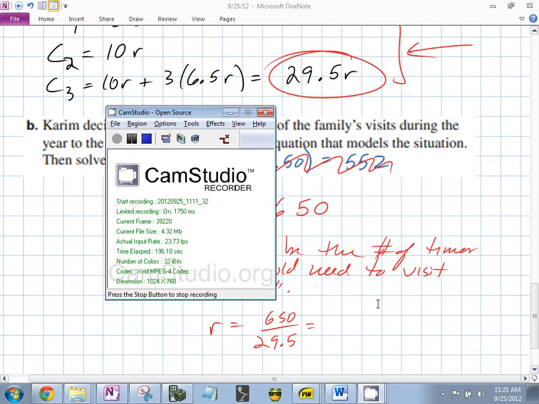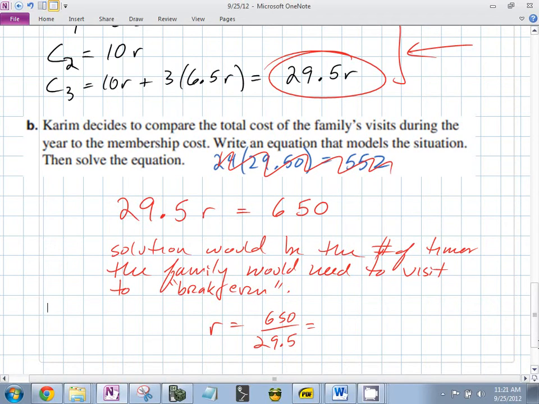Anybody get that for me? What's 650 divided by 29.5? Who has that for me? It's like roughly 22. Give me the exact answer. Someone take out their calculator and do this right now. Tell me what it is. Exactly 22. No, around 22. What is it? Come on, it's like 9 buttons. 22.03, like this? Okay. And it's this.